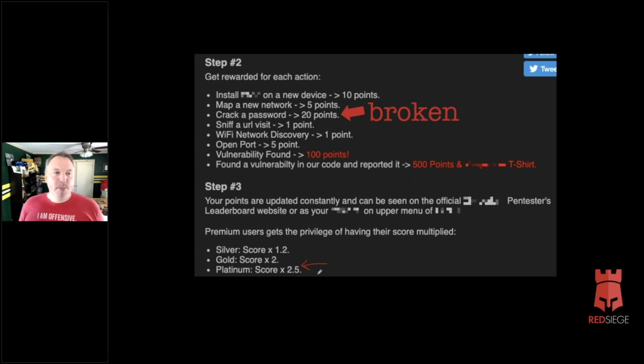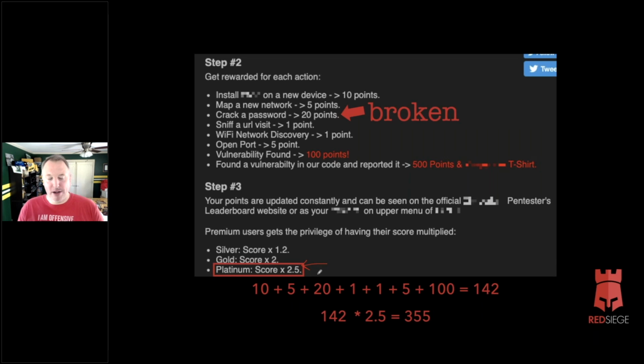My bad. The crack password piece here was broken. You couldn't get it to crack a password. It wouldn't work. So ironically, by cheating, by playing the game a little bit differently, we were able to crack a password. And because you could put this all in one payload, you could get 10 plus 5 plus 20 plus 1 plus 1 plus 5 plus 100. You get 142 points per request, multiplied by 2.5 to 355 points per request.